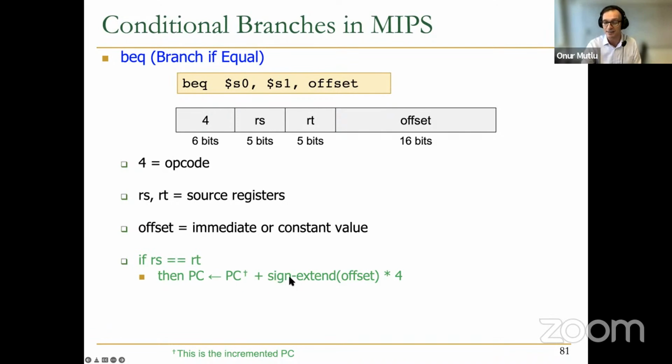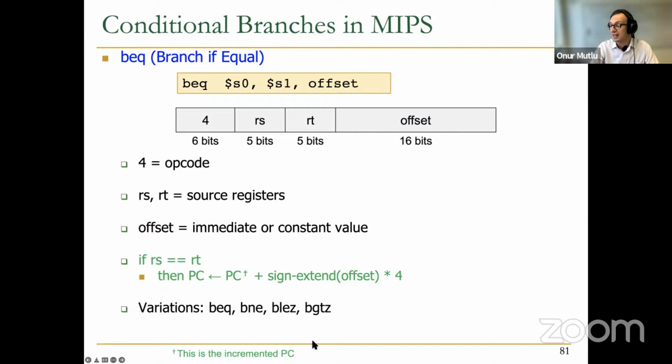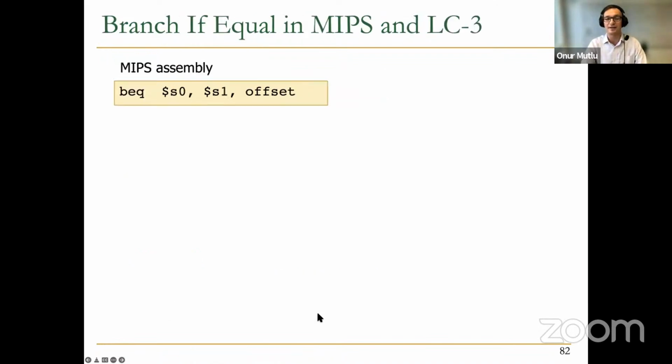So it's a very similar addressing mode to what we had in LC3, except the condition checking is very different. We don't have condition codes anymore. We just directly compare the register values. This is branch if equal. And there are other variations of it. And these need to be supported clearly in the MIPS ALU. Branch equal, branch not equal, branch less than or equal, branch greater than 0, for example. There are many other variations.